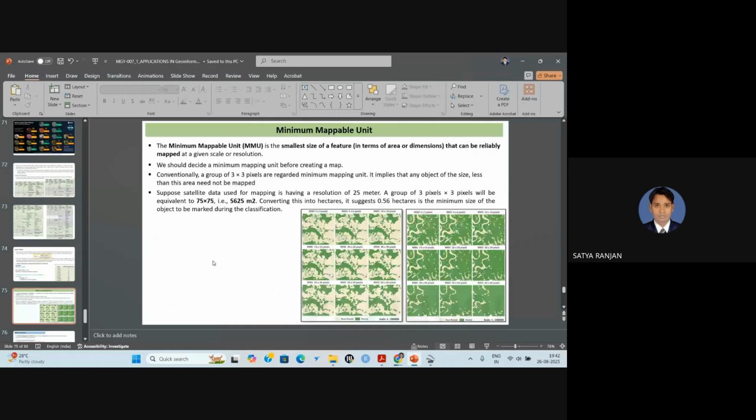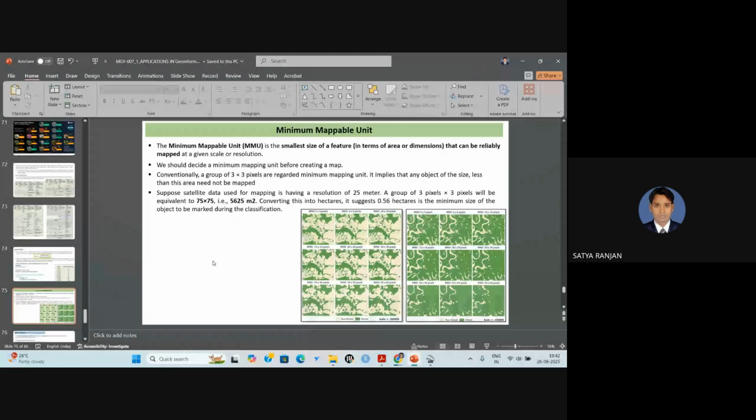Generally we can find that it is 3 into 3 pixels. Suppose there is a 10 meter spatial resolution satellite image, of 10 meter into 10 meter. So we can easily identify a minimum of 3 into 10 by 3 into 10, that is 30 into 30, 3 into 3 pixel, so 9 pixels are identified. 3 into 3 means 9 pixels are identified.